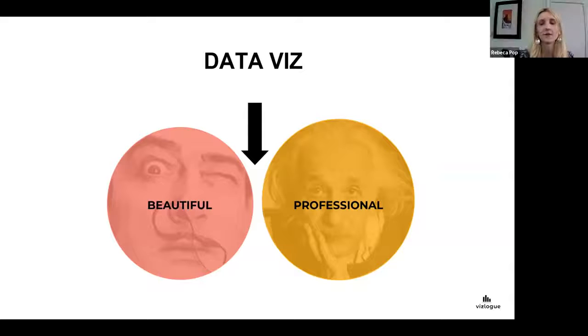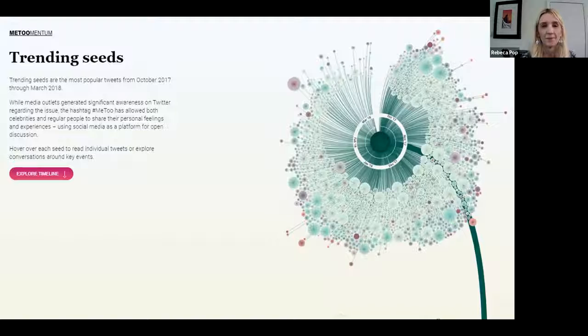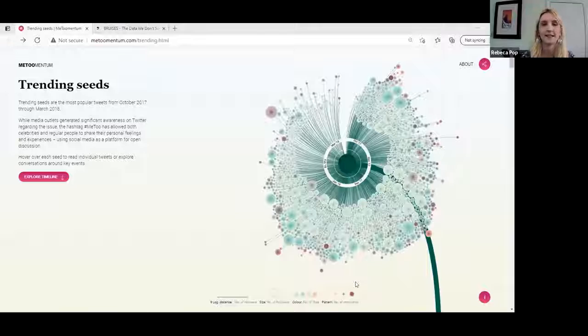Potential dichotomy, or through whether the two should overlap and to what degree they should overlap. And the first one, I'll switch over to the web page. So the first one is called Trending Seas. I don't know if any of you have seen it in the past. It was created a few years ago by Valentina Di Filippo, who's an information designer.